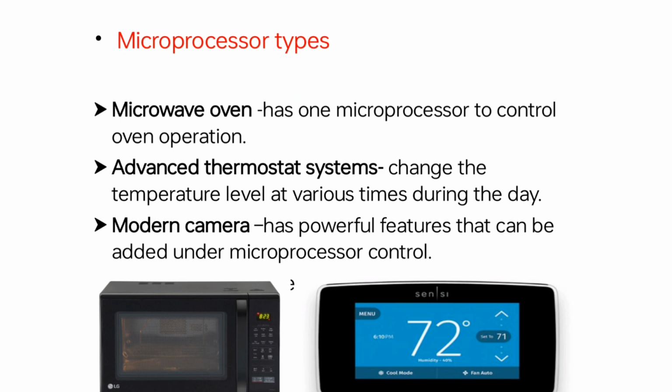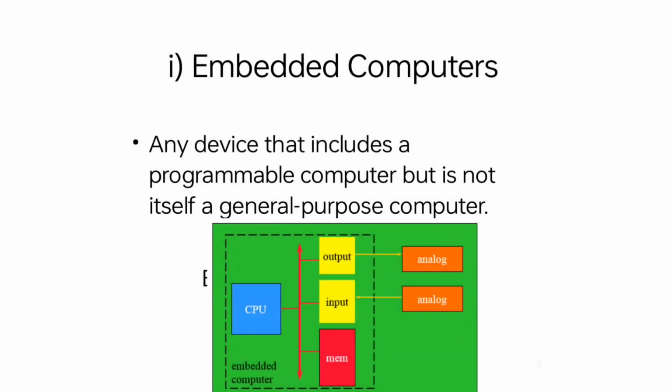For example, a microwave oven has one microprocessor to control oven operation. Advanced thermostat systems change the temperature level at various times during the day. A modern camera has powerful features that can be added under microprocessor control. Digital television uses an embedded processor. Under embedded computers, this is the architecture shown in the figure.